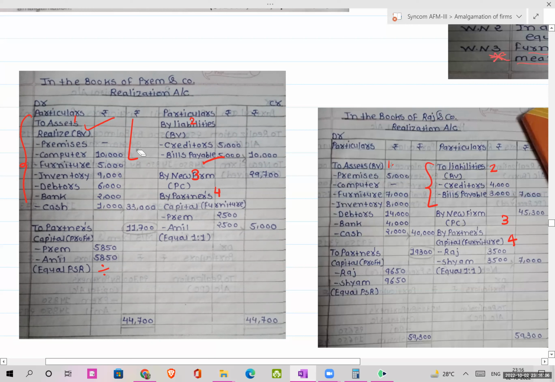Okay, so I hope this part is clear to everyone. Yeah, it is common in both. Here also see there is a balancing figure and you are dividing it in their equal PSR.